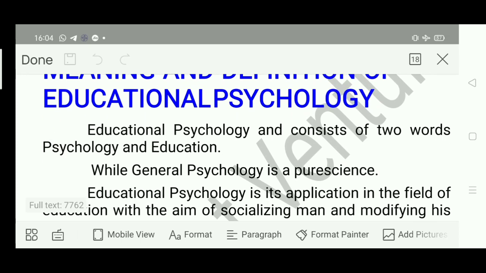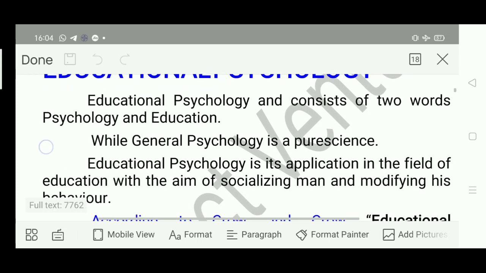If we discuss common psychology, psychology is a study of mind only, but educational psychology is a study of education as well as relation with the mind. How mind accepts the education is the pure subject of educational psychology.